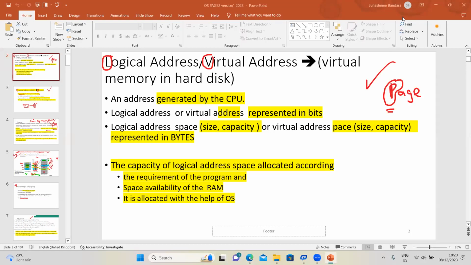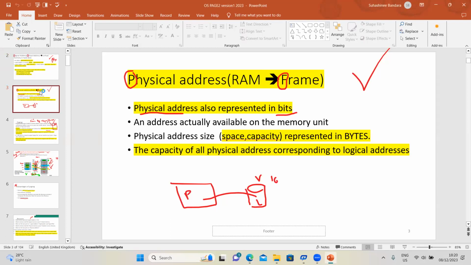Okay, so we discussed logical address, virtual address. We use bytes to determine the size, then bits to determine the address. The capacity is measured with the help of bytes and address written with the bits. Then we discussed physical memory, that means random access memory. It contains the frames. So its address is also mentioned with the bits and capacity with the bytes.